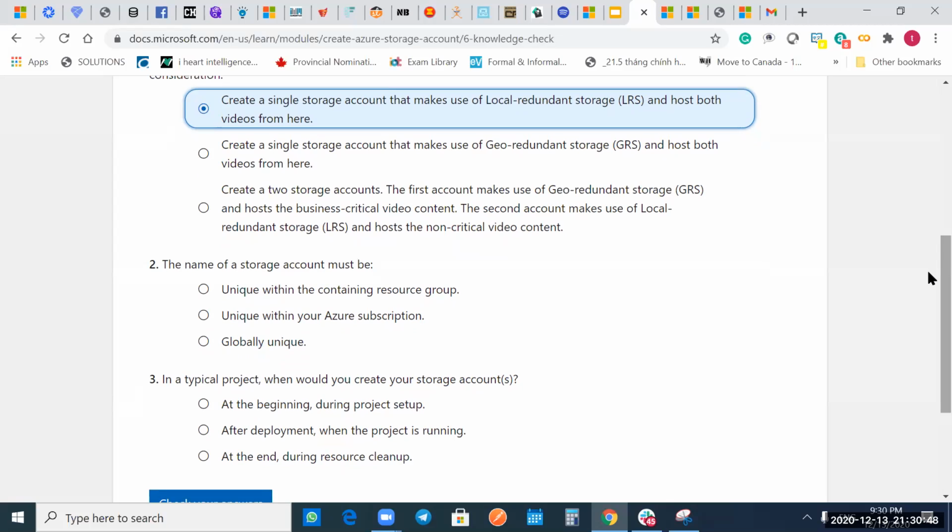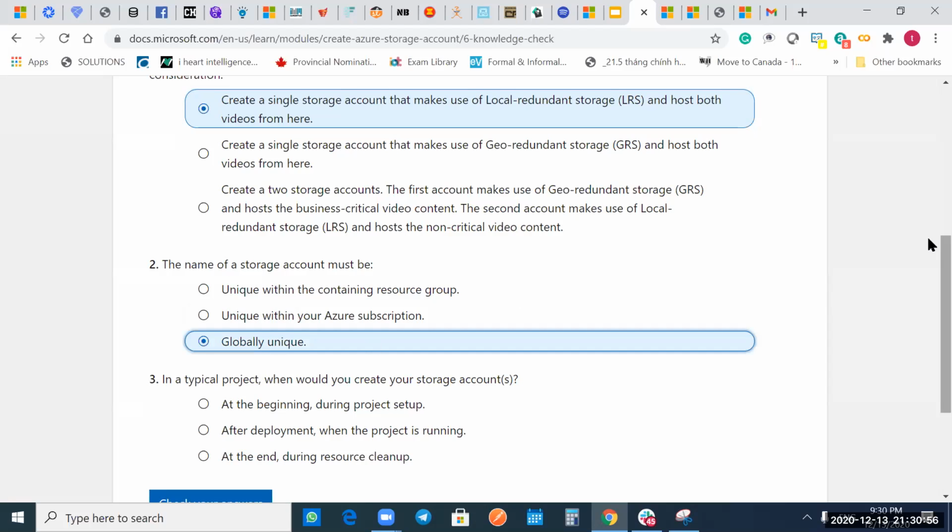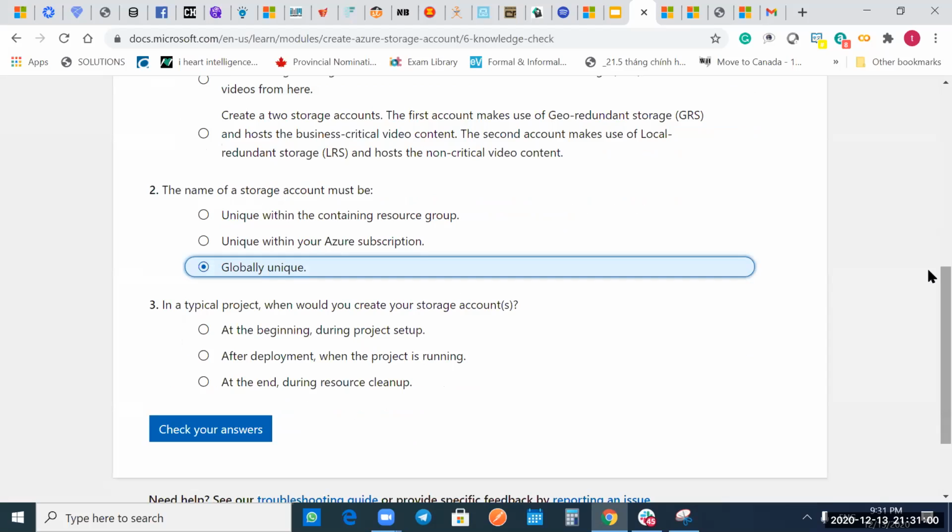Don't look at the answer yet. Just try, guys. Third one. Okay, that's good. So part 3. Question 3. In a typical project, when you create your storage account, when do you start your storage account: at the beginning, after the deployment, or at the end?